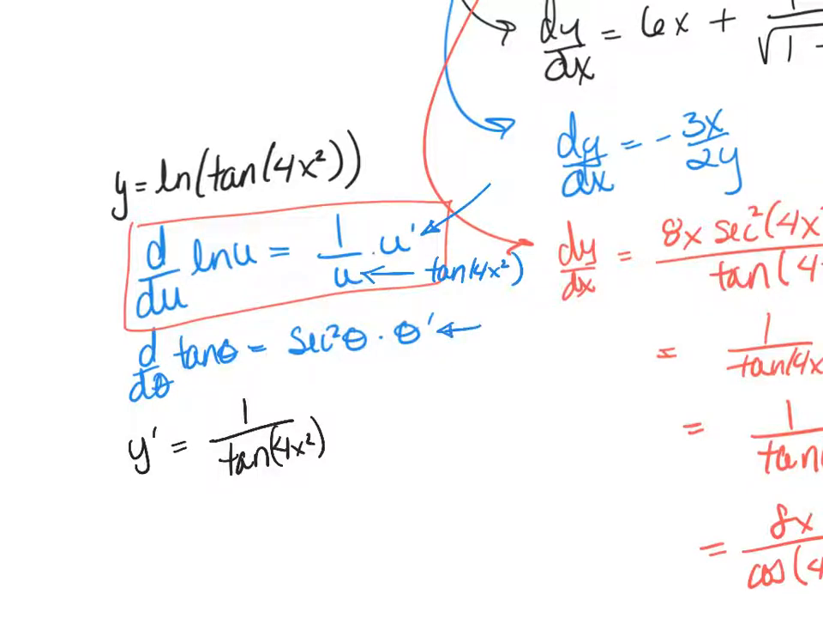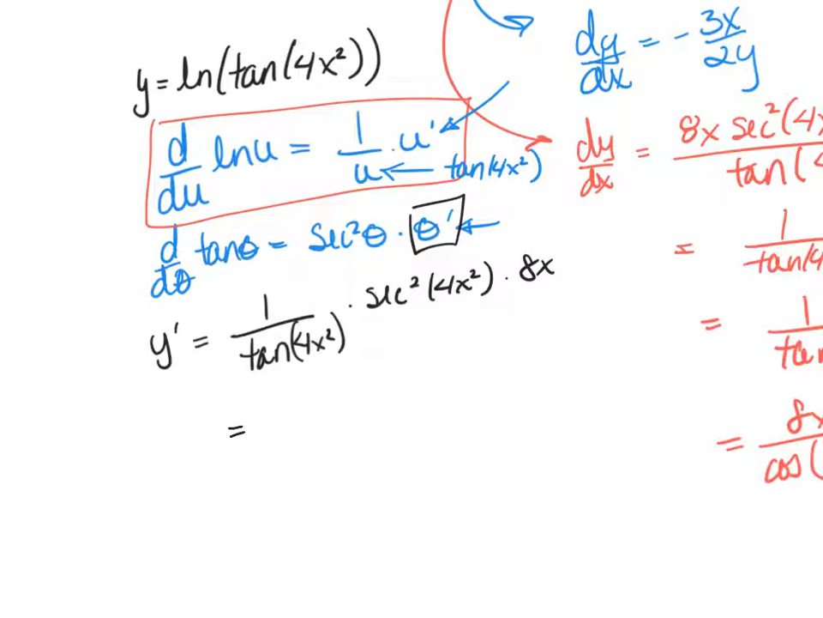My u prime is this part right here. So u prime is actually the secant squared of the angle times the derivative of the angle. So the derivative of tangent of 4x squared is going to be the secant squared of my angle. But don't forget, I do need to do the derivative of my angle, and my angle is 4x squared, so I need to multiply by the derivative of 4x squared, which is 8x. So my answer is 8x, the secant squared of 4x squared, all over the tangent of 4x squared.